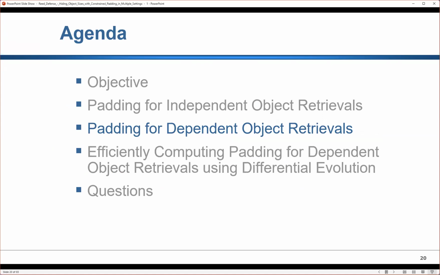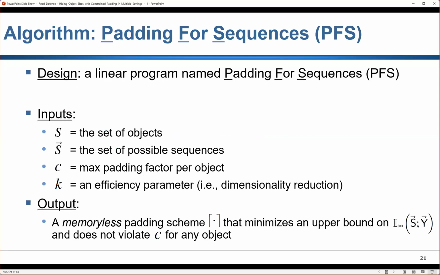So now I will transition to our dependent object retrievals setting and cover the solution that we provide for padding in this setting. In this setting, we provide a linear program that we named padding for sequences, or PFS. It takes as input the set of objects as well as the set of possible sequences on the data store. Again, it takes in this max padding factor. And then also we have an efficiency parameter, which we label K, that serves to reduce the dimensionality and reduce the number of constraints required to run the linear program.